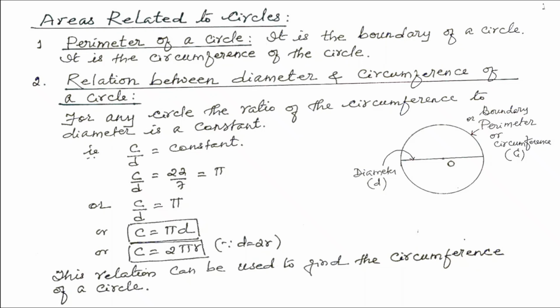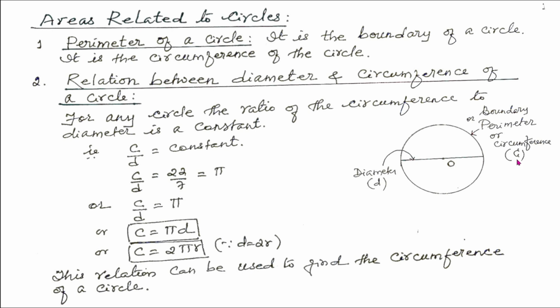Welcome to MRL. In this learning session, we'll be learning about areas related to circles. Before I proceed with the areas related to circles, let us first establish a relation to find out the circumference of a circle. Now, what is the circumference of a circle? The circumference of a circle is the perimeter or the boundary of a circle, and it is denoted by C.